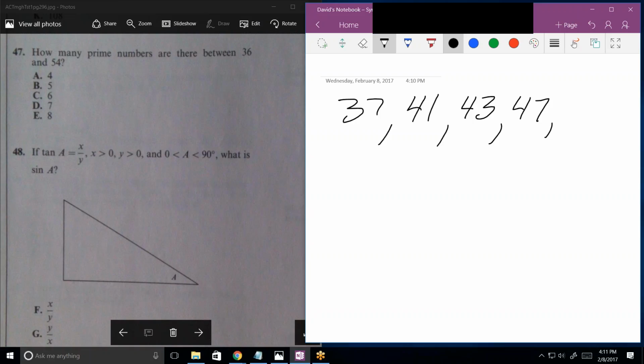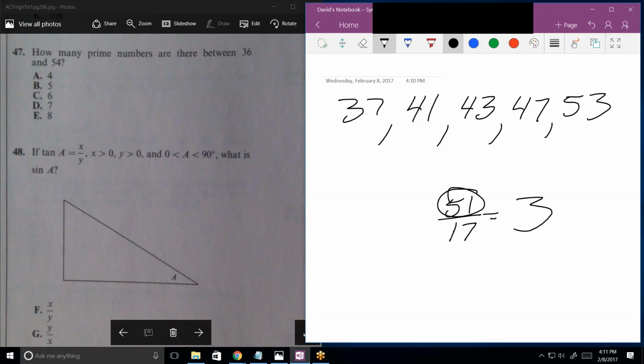51, that's the tough one. 51 is actually evenly divisible by 17? Uh-huh. Oh, wow, 3 times 17 makes sense. That's the hard part of this problem: 51 is not prime, but 53 is.